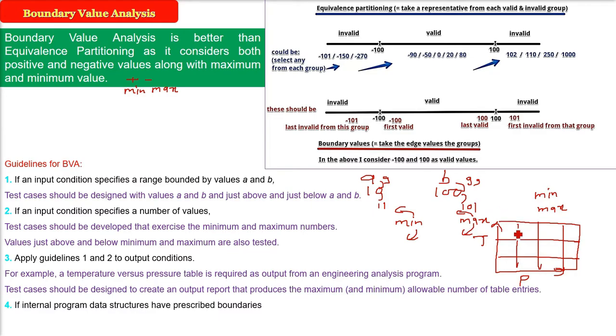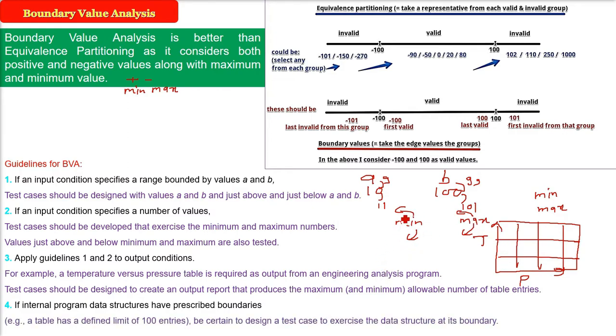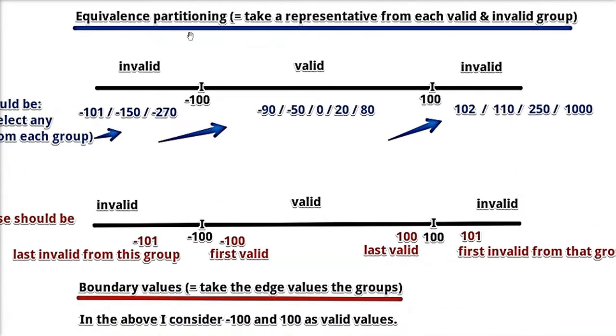If the internal program data structures have prescribed boundaries, for example, we are defining an array. Now if this array is 100, you have defined, so you know the array starts with 0 and ends with 99. Most of the time the error comes at 100. If you want to access any number which is higher than the array being defined, there will be an error. So you have to check it at 98, 99, 100 and in between also some value. So a table has a defined limit of 100 entries, right? So be certain to design a test case to exercise the data boundary.